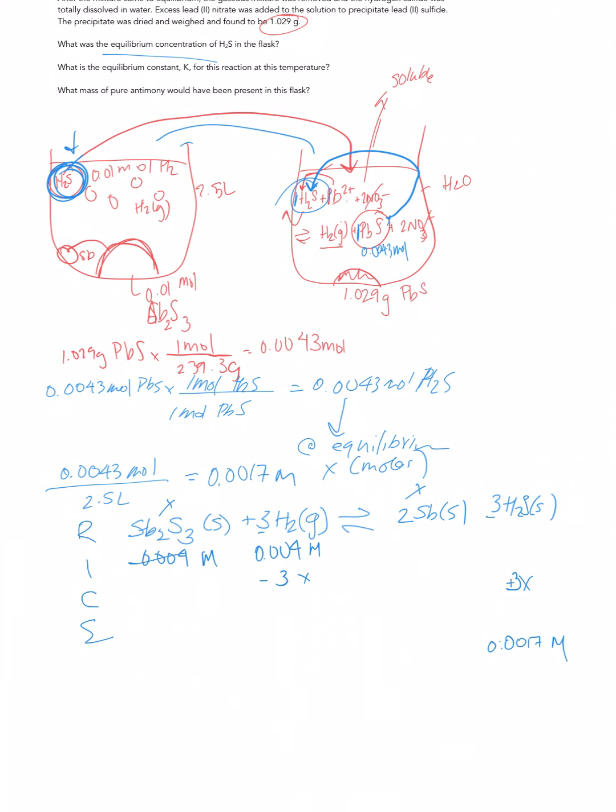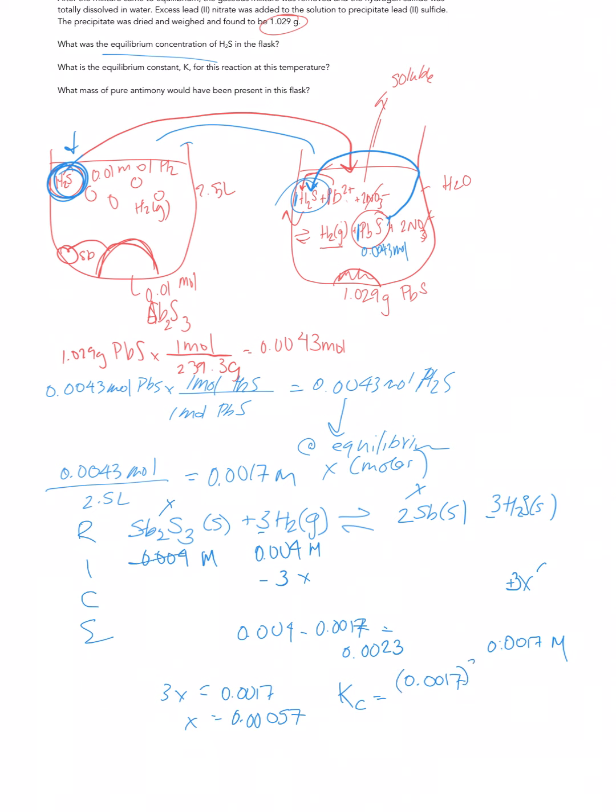So what we can do is solve for x. 3x is equal to 0.0017. x is equal to 0.0017 divided by 3. Alrighty, that's going to give us an x of 0.00057. All right, so our equilibrium H2 is going to be equal to 0.004 minus 0.0017, which is equal to 0.0023.